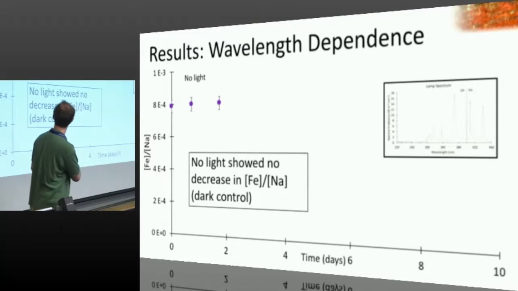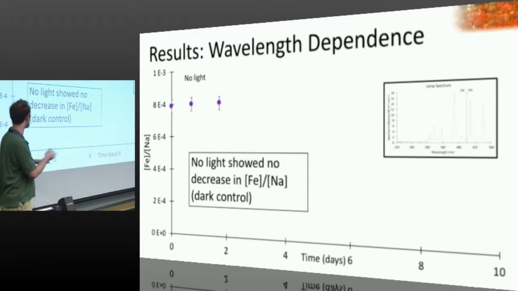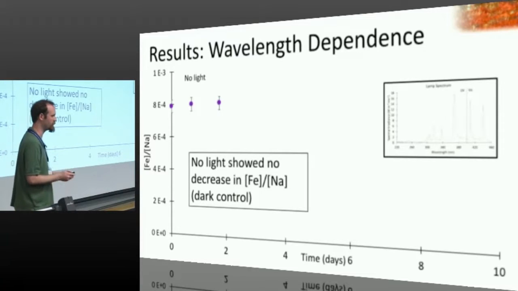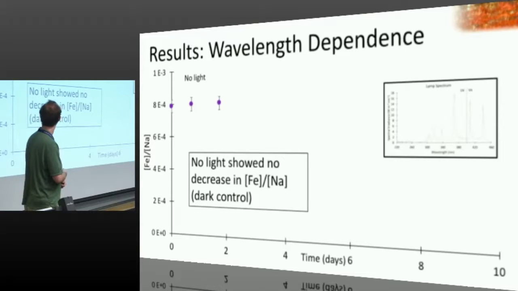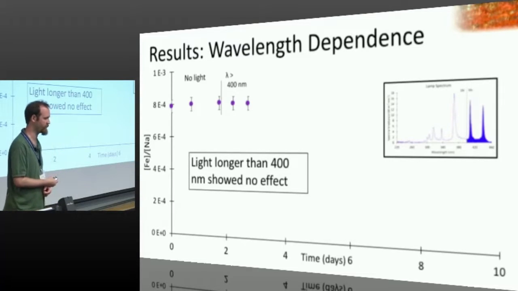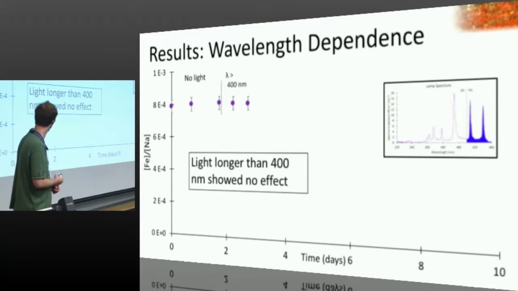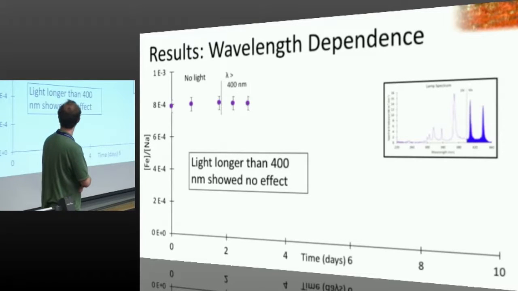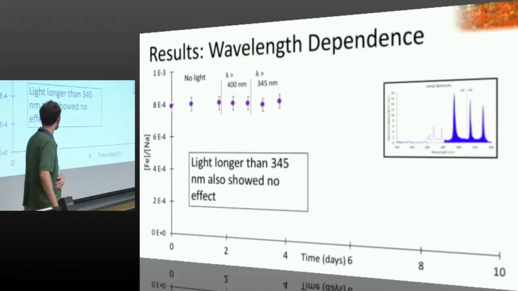To begin, I started with no light, a dark control, and saw no iron precipitation. OK, good. And then light longer than 400 nanometers also showed no effect. This is different than what Konhauser observed, or not Konhauser, excuse me, Braterman. There's another paper, Konhauser, that does agree with this. And then light longer than 345 nanometers also showed no effect. So that is getting down into the UV.